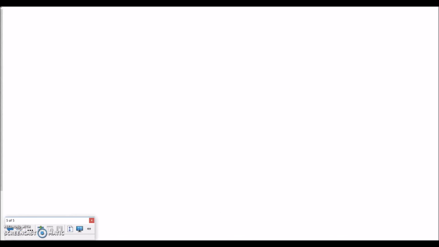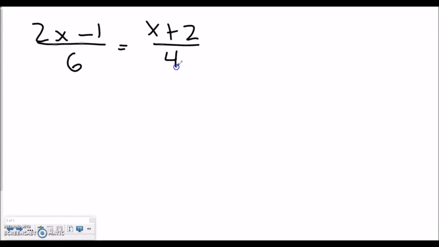Let me try number 3 on the worksheet. 2x minus 1, I'm using x's all the time, sorry, over 6 equals x plus 2 over 4 plus 1/3. Least common multiple. Again, I'll use my biggest number, 6. 6 times 1 is 6. That does not work for 4. 4 does not go into 6. 6 times 2 is 12. 12 goes into 6, 4, and 3.